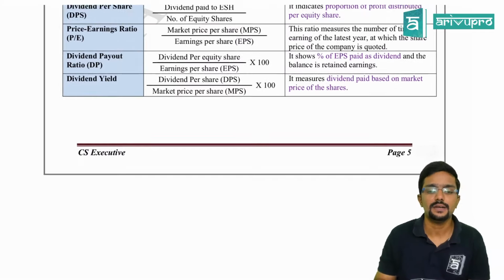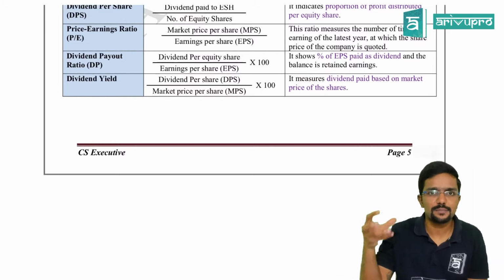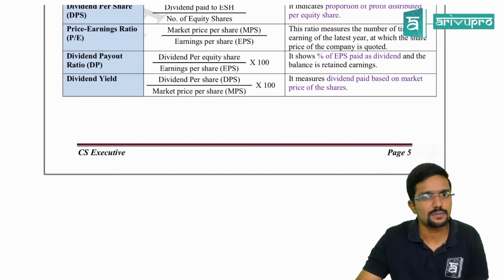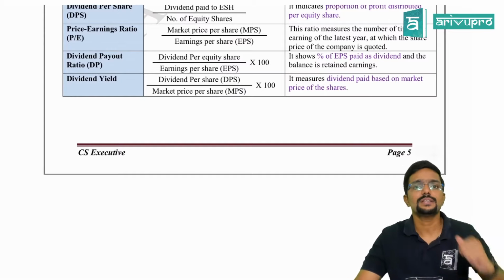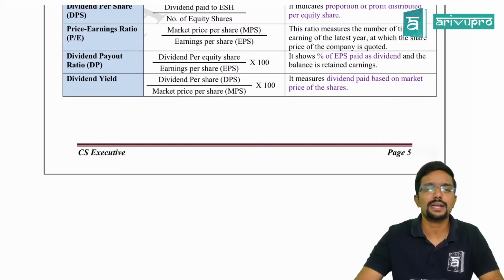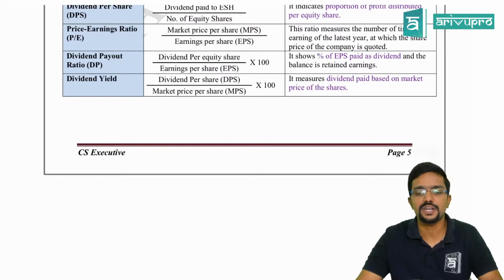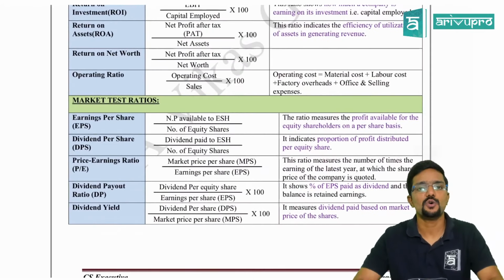Then dividend yield. I am comparing my dividend with market price, that is the price at which I can invest in the market in a particular stock. So when compared to that, what is my dividend yield? We are finding it out. So dividend per share divided by market price per share into 100 will give us dividend yield. Clear? So this is all about chapter 4, that is ratio analysis.